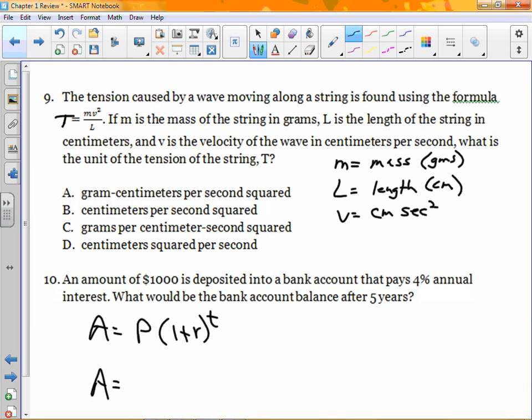$1,000 is called the principal. Principal times 1 plus 4%. How in the world do you write 1 plus 4%? 1 plus 0.4 or 0.04? Very good. 1,000 times 1.04 to the 5th after 5 years. You just put a 5 right there. So take a calculator and do 1,000 times 1.04 to the 5th.